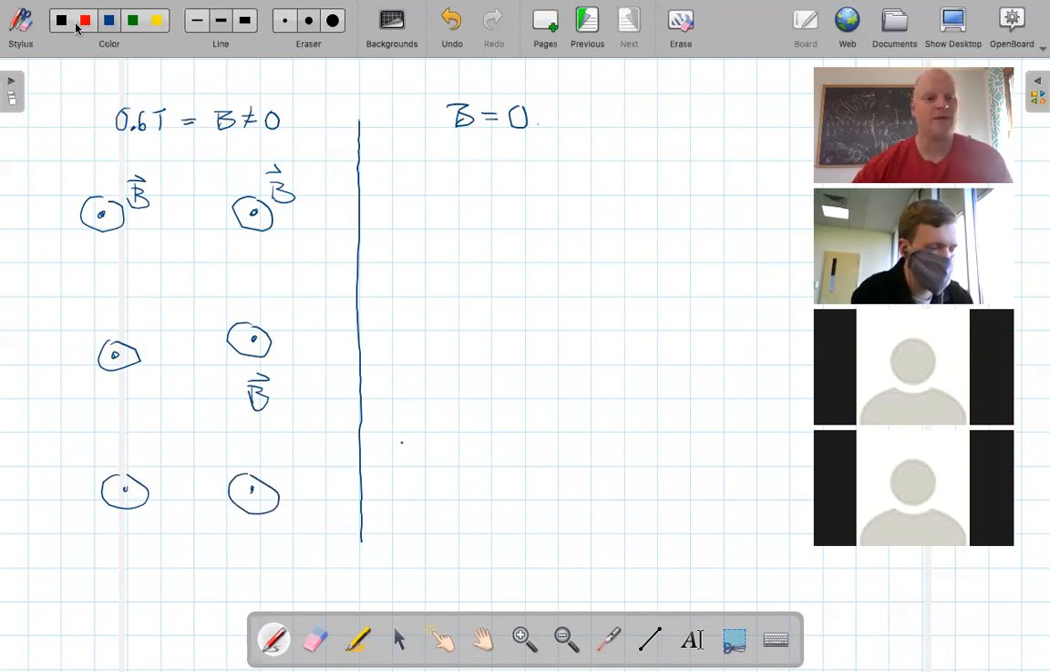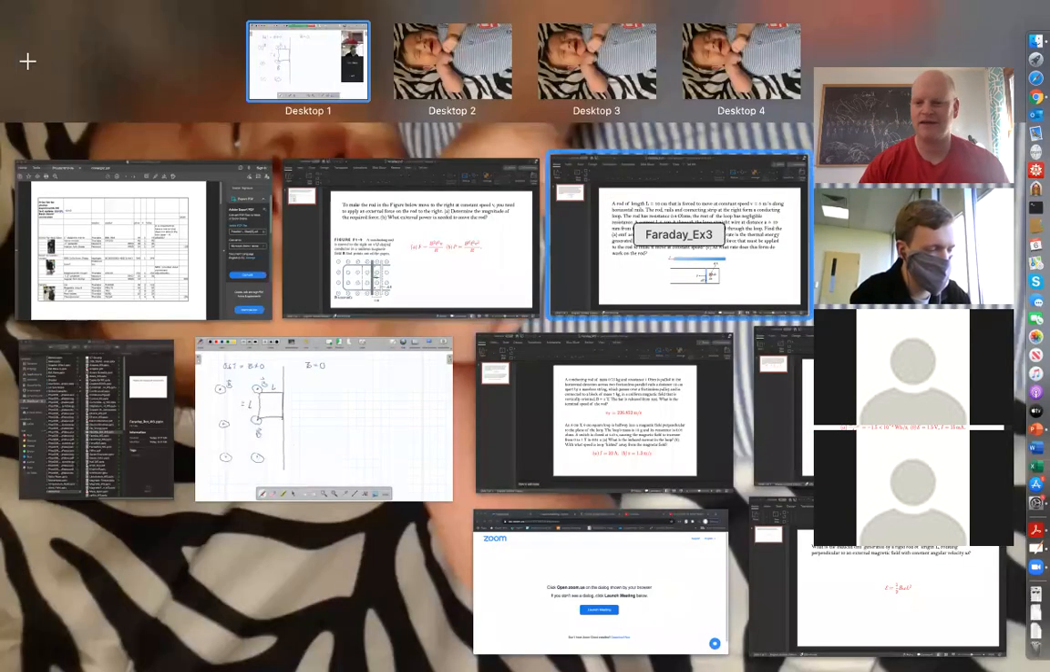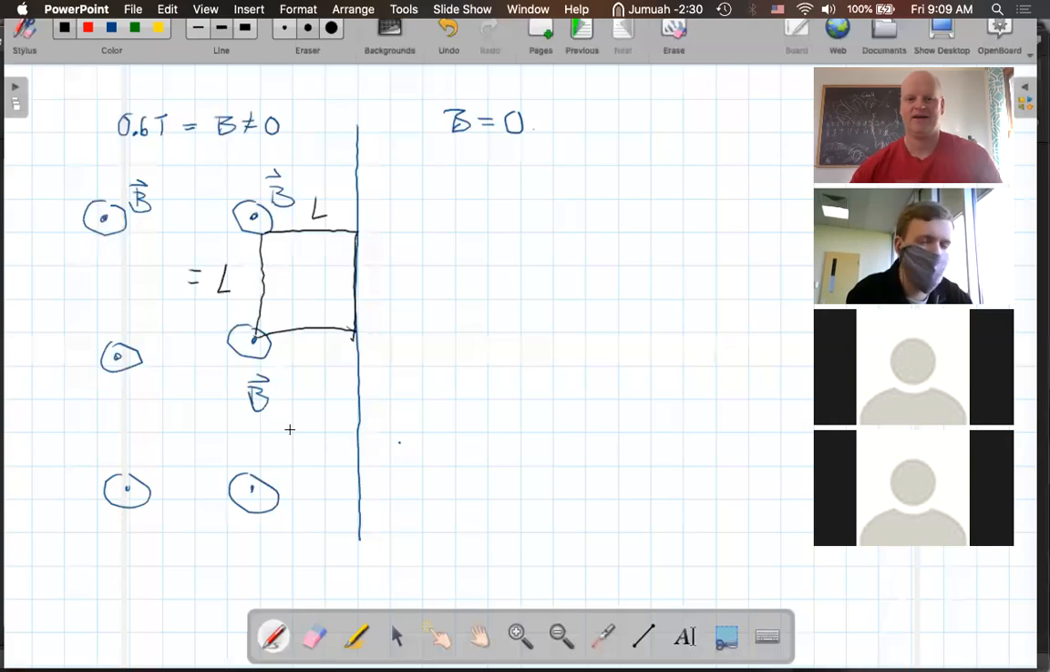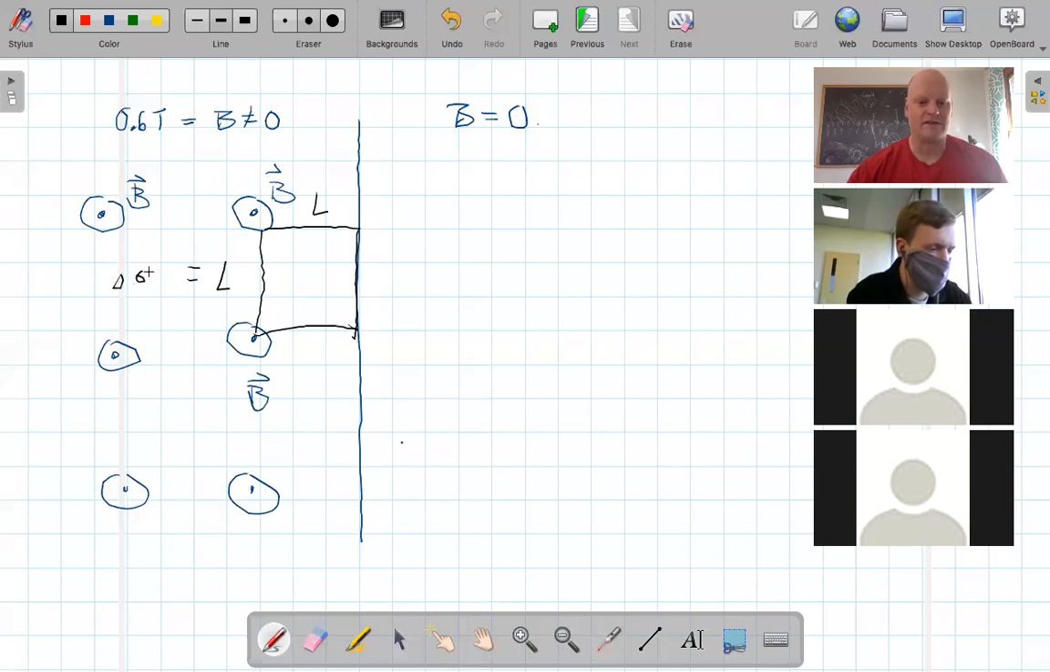Now I'm going to put a coil inside of here. At time equals 0, my square coil is going to be located here. This is my square coil where this has side length L, this has side length L, where L was equal to, how much was L again? 5 centimeters. Good. So L here is 0.05 meters.